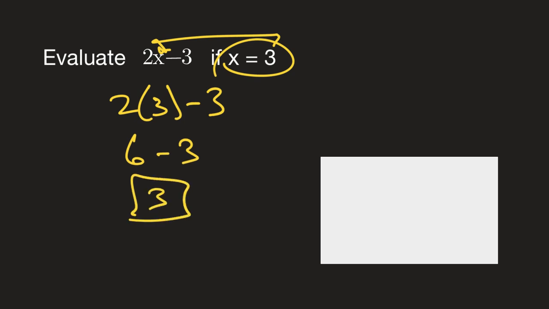Right? Simple. Evaluate 2x minus 3 if x equals 3. They're telling you what the variable is equal to. They're telling us what we can substitute for the variable. We plug that in, we evaluate it, get an answer, right? Everybody good with that? We've done those before. You've done those before.